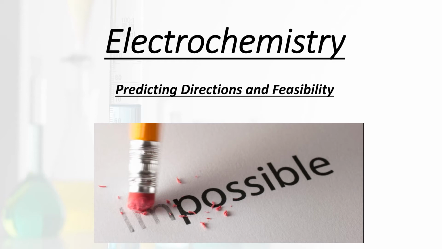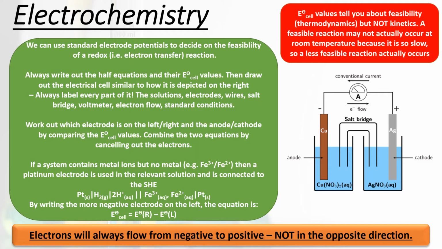Hi everyone, today another video in the electrochemistry series looking at predicting the direction of reactions and feasibility. So in the previous video we looked at the electrochemical series and standard electrode potentials, and we saw how we could calculate the overall cell potential using these potentials for the half cells.